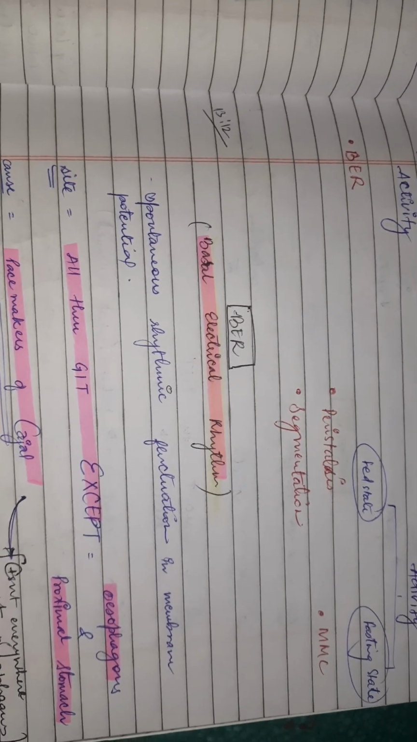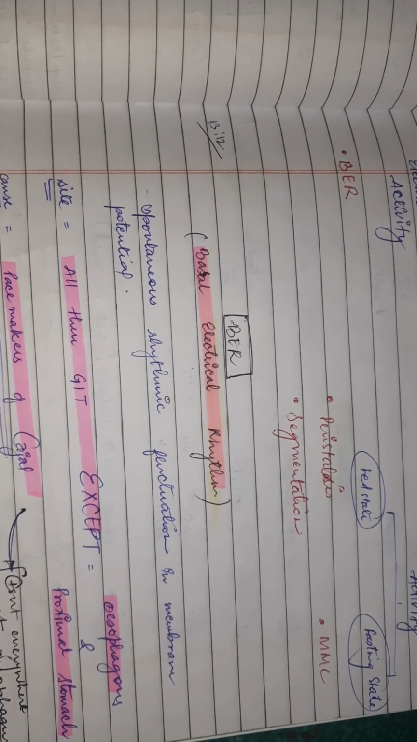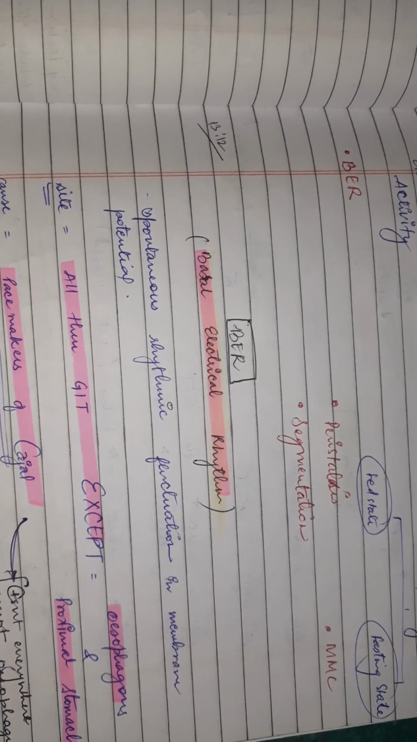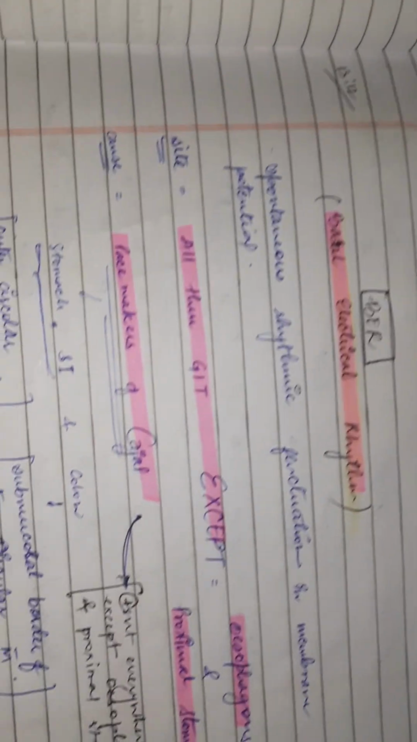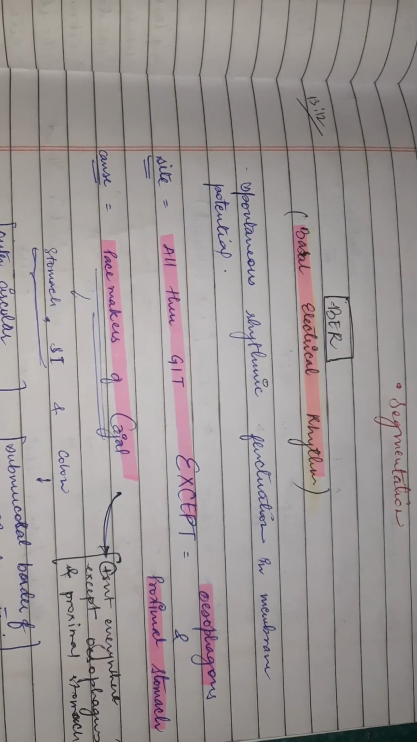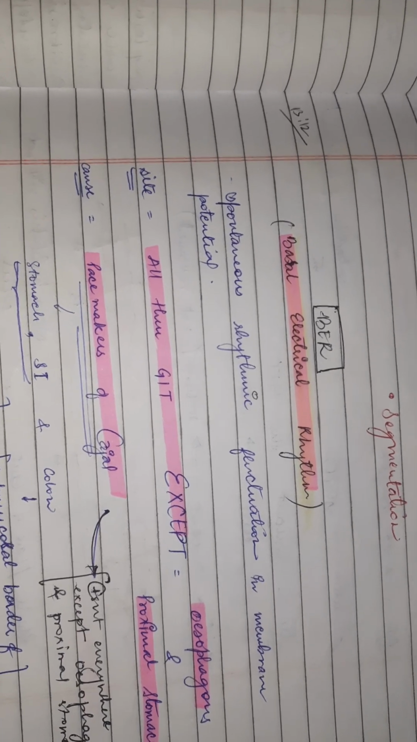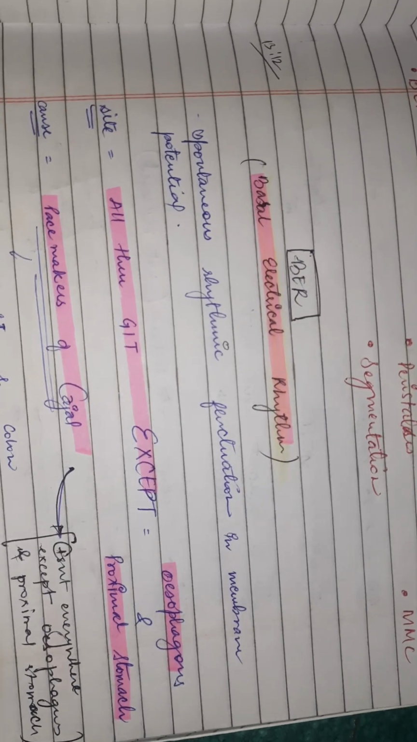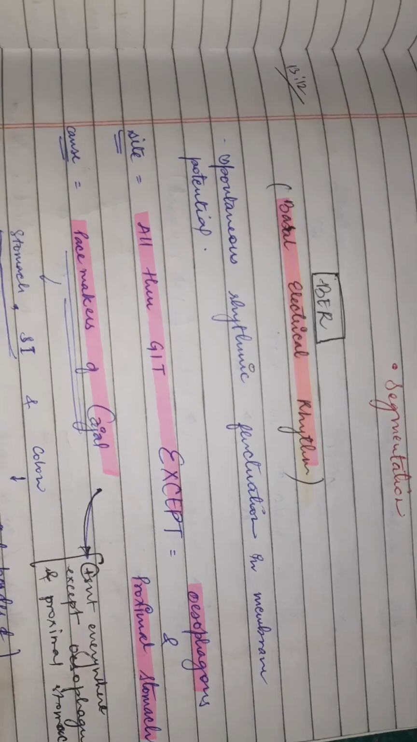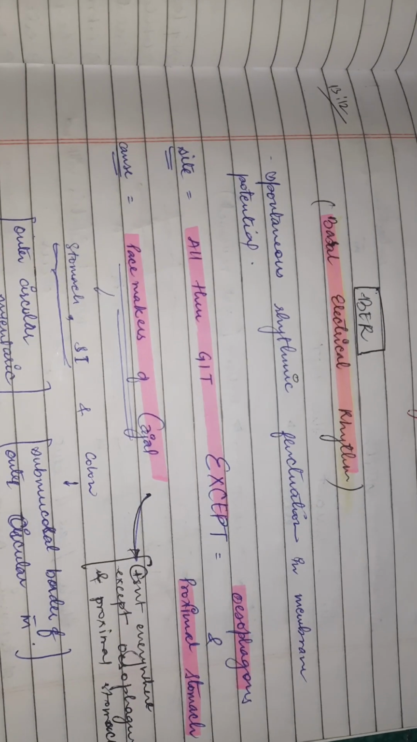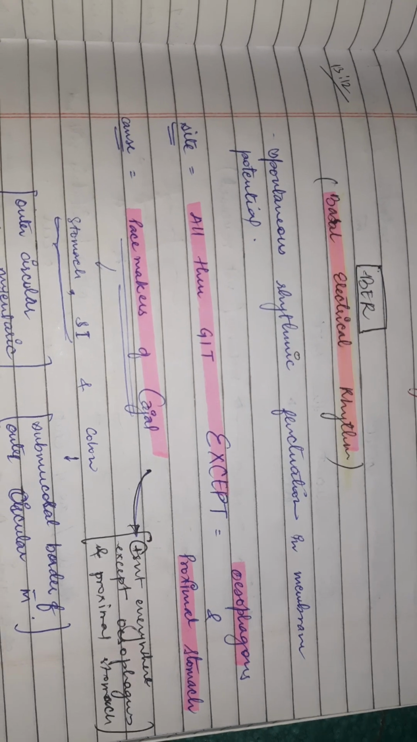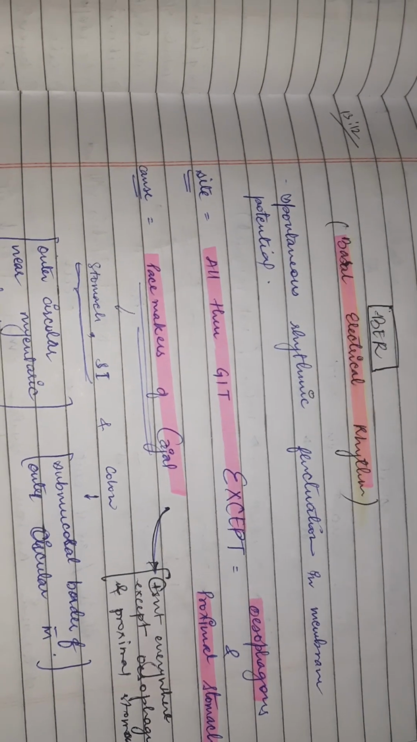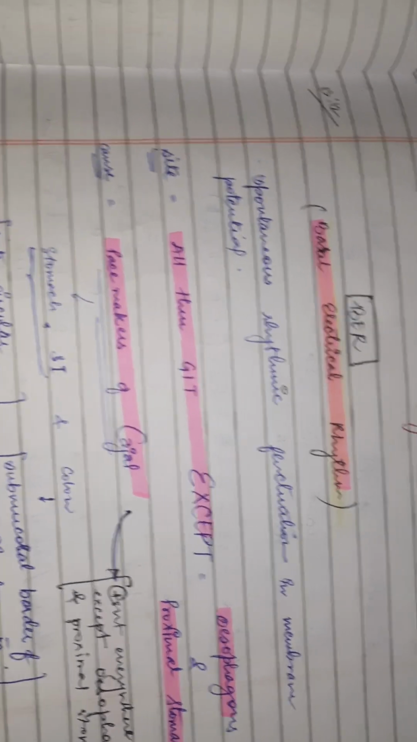BER is basal electrical rhythm, which is a spontaneous, rhythmic fluctuation in membrane potential. The site is all through the GIT. It is present all throughout the GIT except the esophagus and proximal stomach. The cause of this basal electrical rhythm is the pacemaker, the interstitial cells of Cajal, which are also present all through the GIT except the esophagus and proximal stomach.